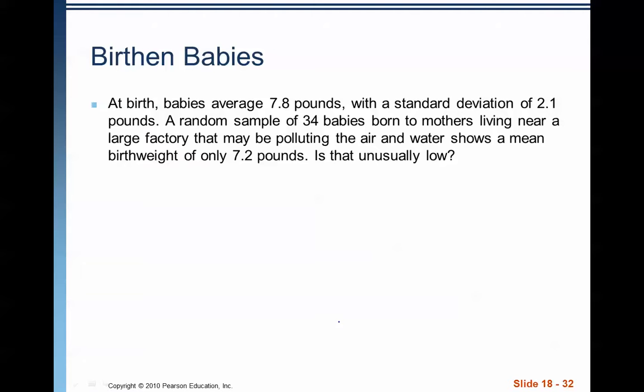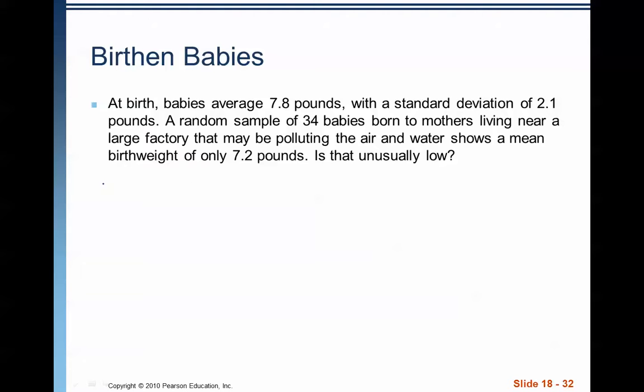Is that unusually low? A question like this comes up because we're wondering, is this factory's pollution causing birth weights to be low, which can cause health issues? Things like this come up, and I like this example because it shows the important weight sometimes that these questions can answer.